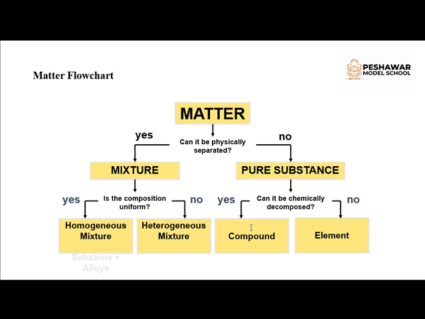While in a pure substance, a compound can be decomposed into elements, but only by chemical means, and it requires a lot of energy. If it cannot be chemically decomposed, we simply call it an element. An element is the smallest part of a compound. It cannot be further separated, except into its constituent atoms. So this was the general concept of compounds and mixtures.